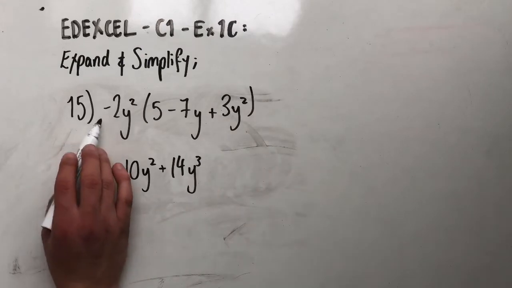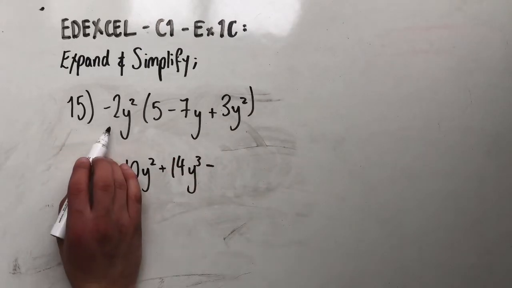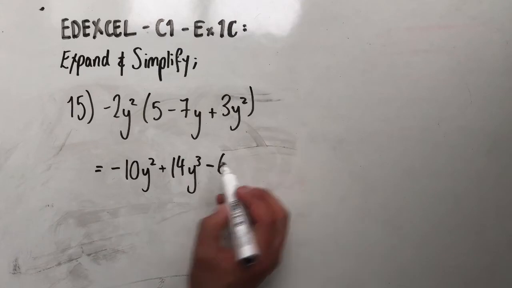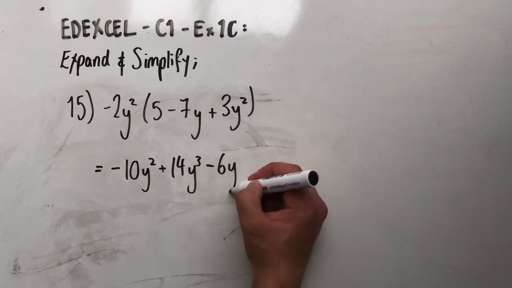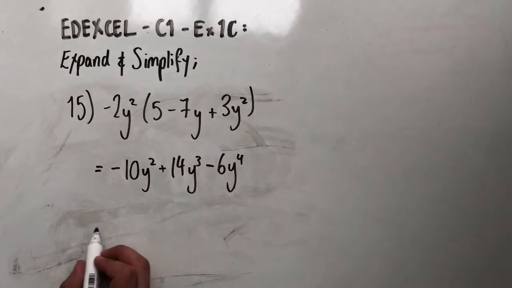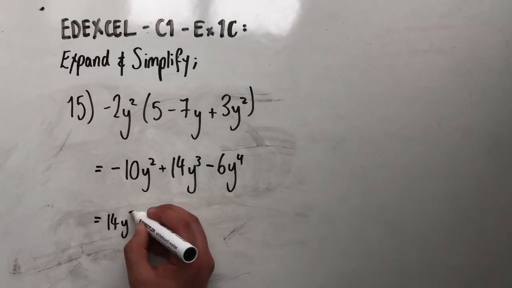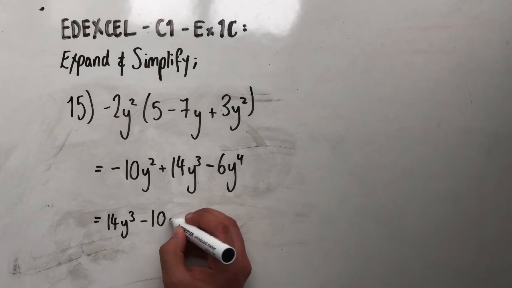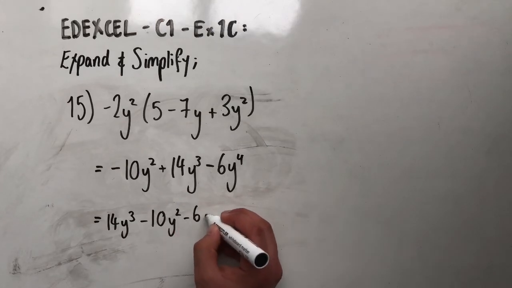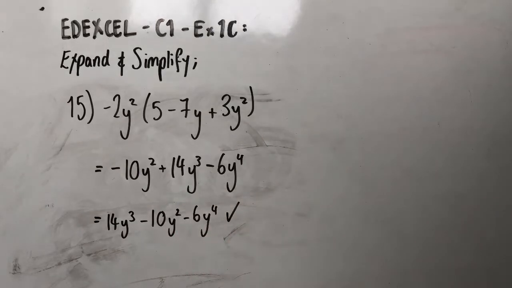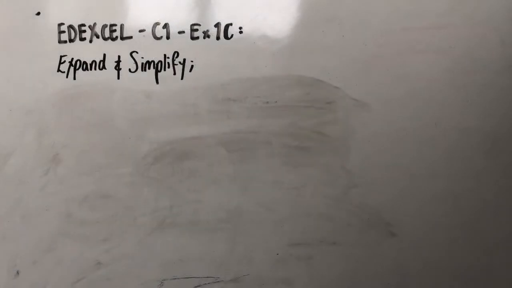And the final term, we have 3y squared multiplied by the negative 2y squared gives us negative y to the power of 4. Now we can rewrite this because we don't like having negative terms at the beginning. It's good practice to rewrite it with the positive terms. So rewriting it, 14y cubed minus 10y squared minus 6y to the power of 4.